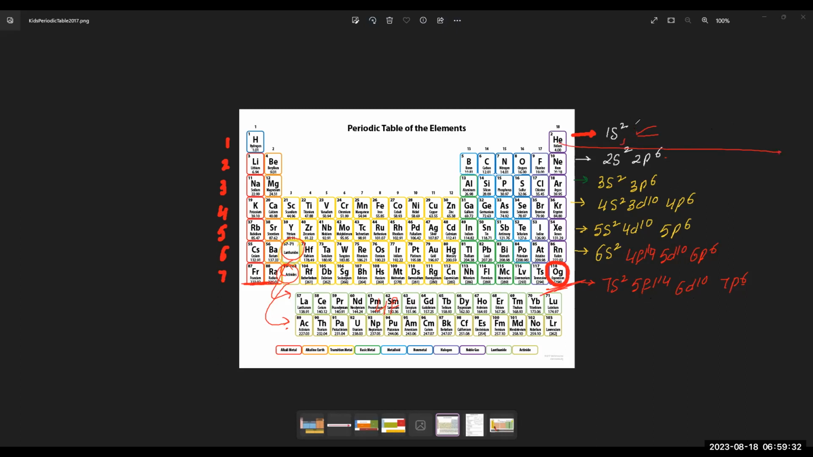After a shell, like 1s2, put a comma. After this shell, put another comma. Separate different shells by commas, right? These electron numbers will go slightly as superscript, as 2. That's the number of electrons. Ready, children?